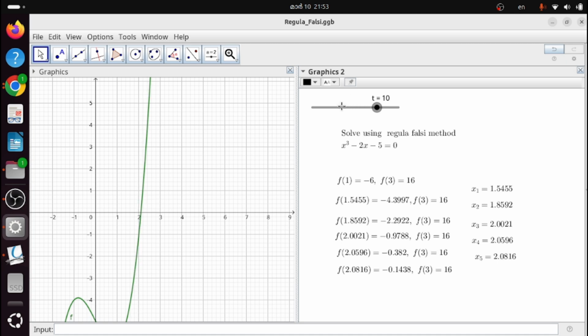Let us continue the process. In each step, we can find x4, x5, x6 by the same method, and at some stage we can stop our calculation by taking the root as 2.0816.